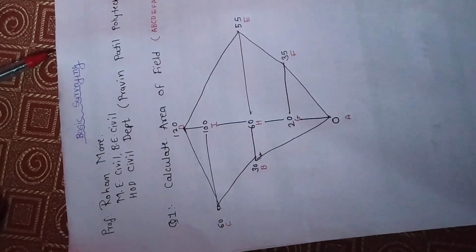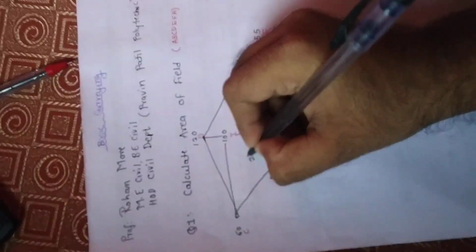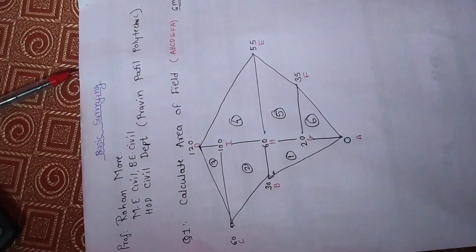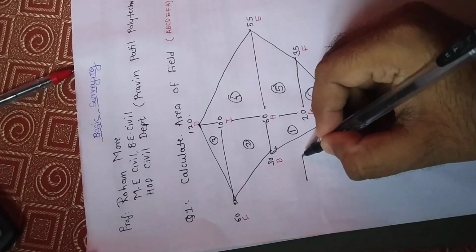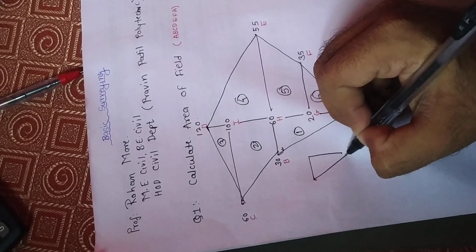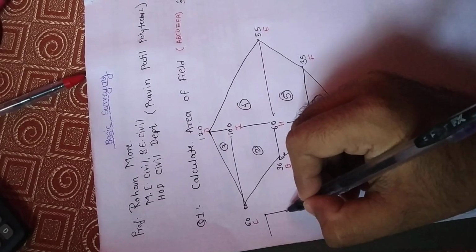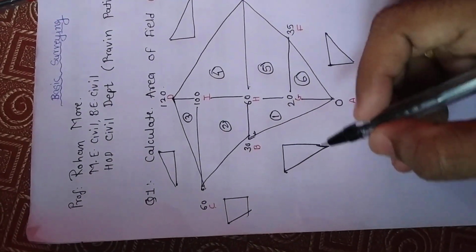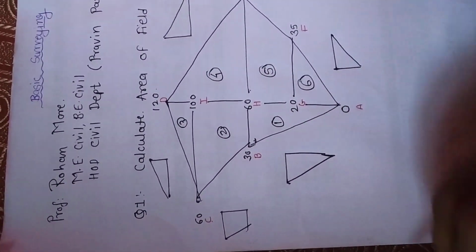For example, I am giving numbering to the figure: 1, 2, 3, 4, 5, 6, total 6 figures. What I am doing is separating each and every figure to the side like this. As you see in the figure, I am making different figures inside the question and giving names to them.